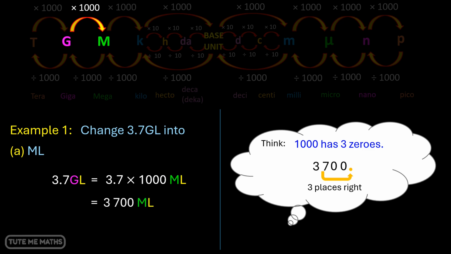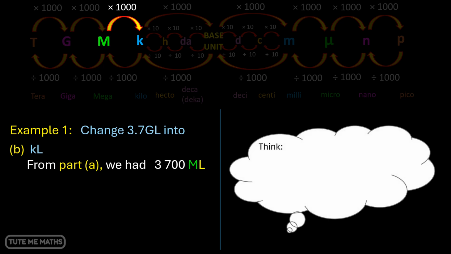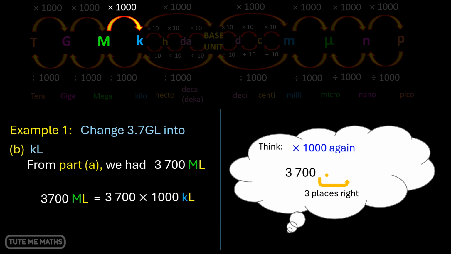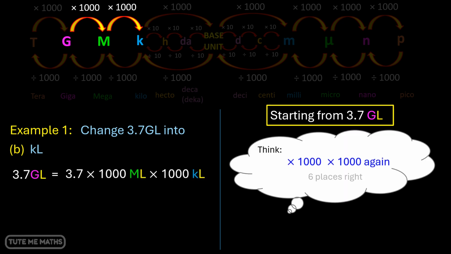In part B, we want to change the same 3.7 gigalitres into kilolitres this time. Since we already converted to megalitres in part A, we can start there if we like. We only need to multiply by 1000 again. This gives us 3,700,000 kilolitres. If part A hadn't been asked, we would start with 3.7 gigalitres and we would need to multiply by 1000 twice. Or we could multiply by 1 million, since 1000 times 1000 is a million. A million has 6 zeros, so move the decimal point 6 places to the right.